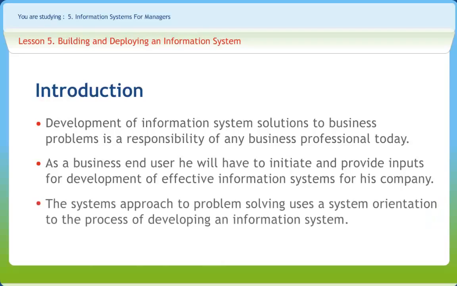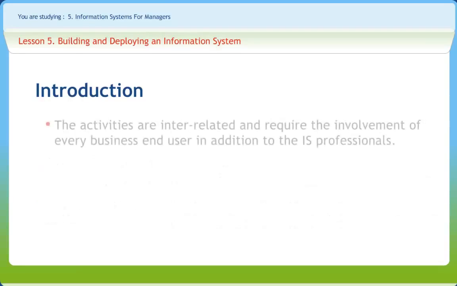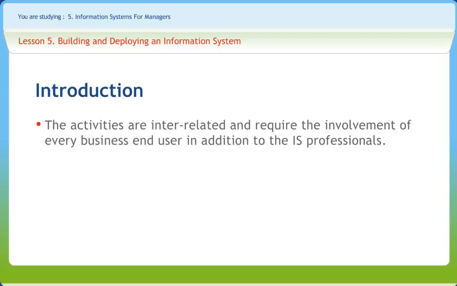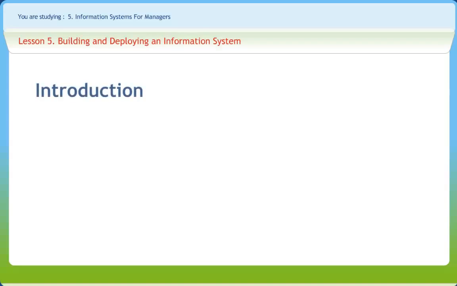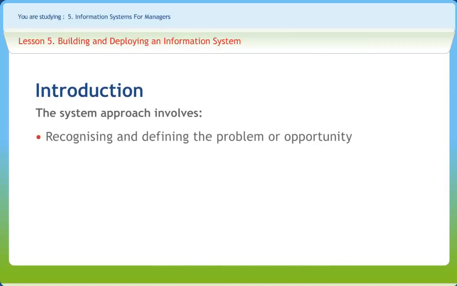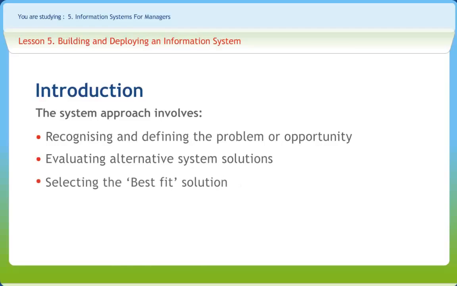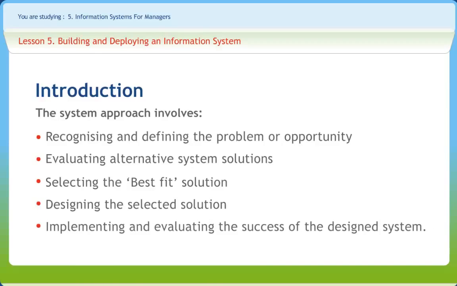The systems approach to problem solving uses a systems orientation to the process of developing an information system. The activities are interrelated and require the involvement of every business end user in addition to the IS professional. The systems approach involves recognizing and defining the problem or opportunity, evaluating alternative system solutions, selecting the best fit solution, designing the selected solution, implementing and evaluating the success of the designed system. When a systems approach to problem solving is applied to the development of information system solutions to business problems, it is called information system development or application development.